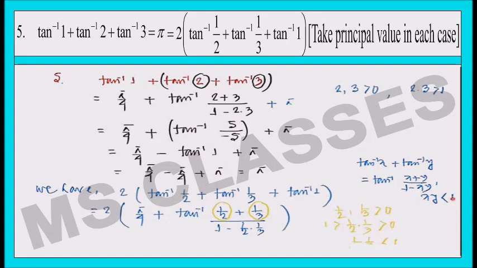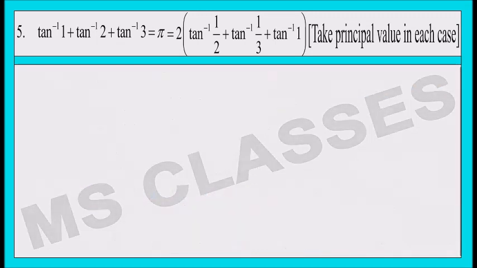Now here, what is 2 into (pi by 4 plus tan inverse of 1)? Tan inverse of 1 is pi by 4. So it is pi by 4 plus pi by 4, that is pi by 2, into 2, that is pi. Next, question number 6.